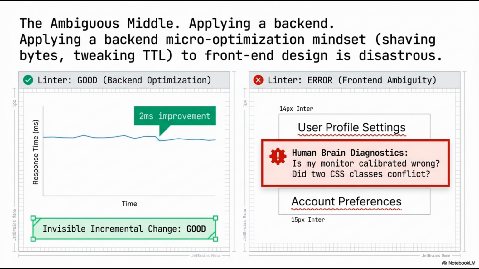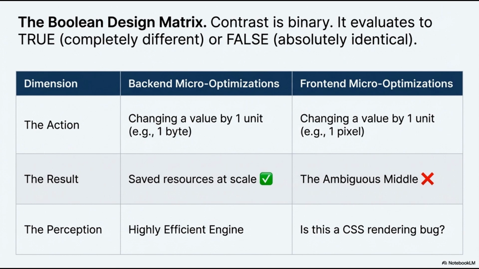When the human brain sees a 14-pixel font right next to a 15-pixel font, or a light gray border next to a slightly lighter gray background, it just looks wrong. It triggers an error-checking response. The brain literally thinks, is my monitor calibrated wrong? Did the browser fail to render this correctly? Did the developer accidentally apply two conflicting CSS classes? Oh, wow. It looks like a rendering bug, not a design choice. Exactly. It causes the user to hesitate, which is exactly what we want to avoid.